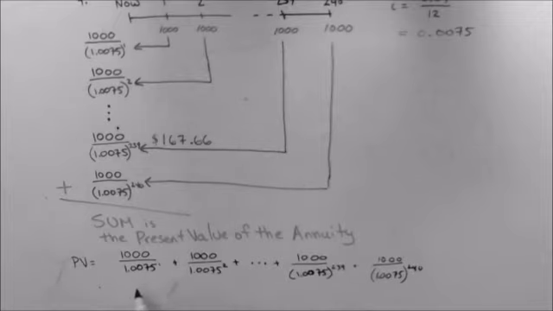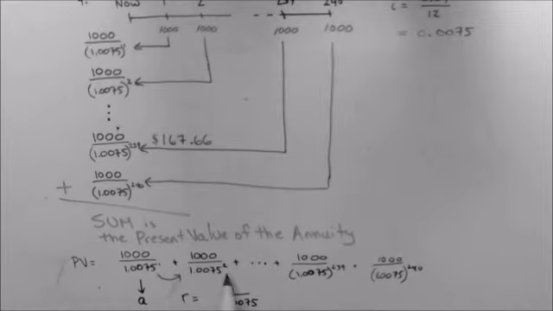Where the first term is there, 1,000 over 1.0075 to the power of 1, and it's a geometric series with a common ratio, with an R value of 1 over 1.0075.